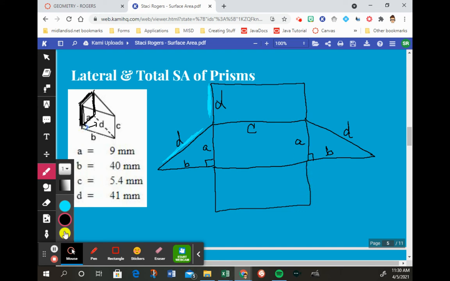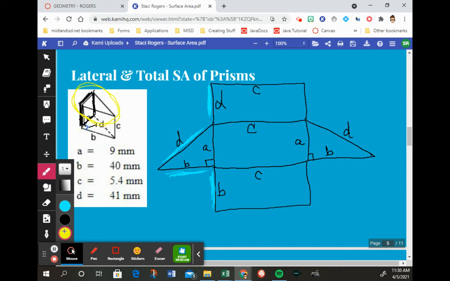And this one lines up with B. So this one's a B. So what is this? This is C. And what is this? This is a C. So what can I do to find? Notice that we're going to go around the prism like this. What are my bases? My bases are triangles. Okay?